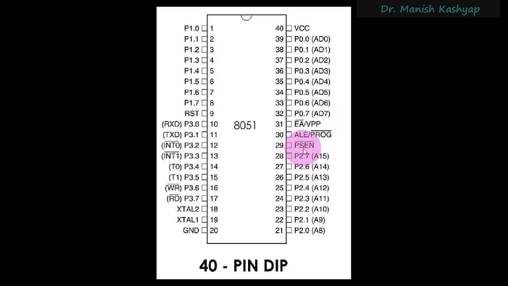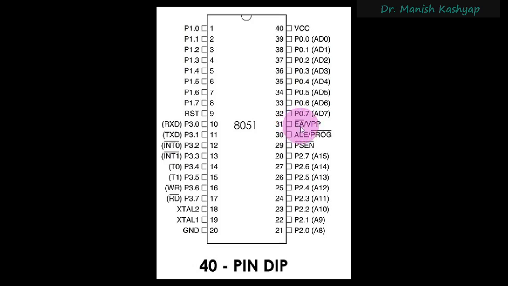Then on this side you have got this PSEN signal, which is used for externally interfaced ROM. So we will see it when we try to interface an external ROM here. Then there is this ALE signal. Then there is this enable external access.